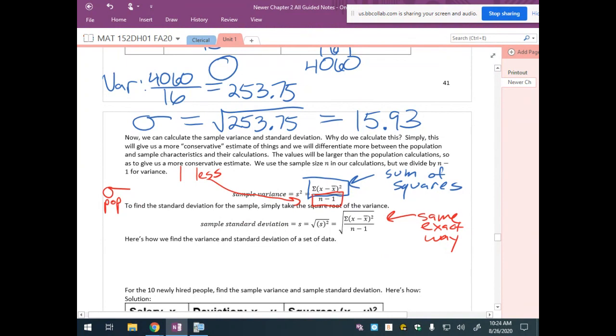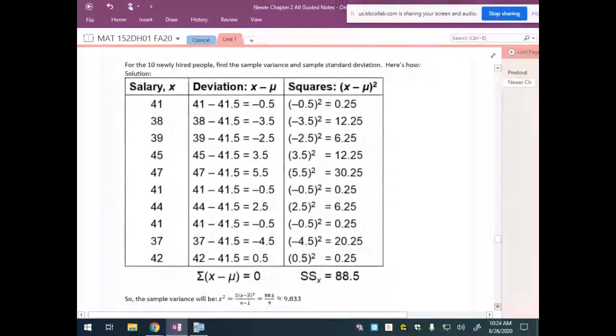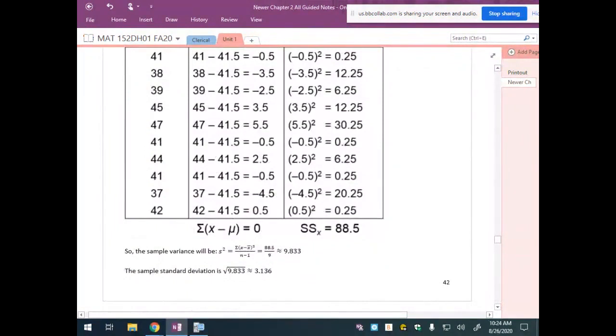So, a guided example here for those 10 hired people, if we wanted to calculate the sample variance and sample standard deviation, here, the sum of squares. Did the sum of squares change? No. So since the sum of squares did not change, it's calculated exactly the same way. But the variance, instead of dividing by 10, we'll divide by 9. And then take the square root.